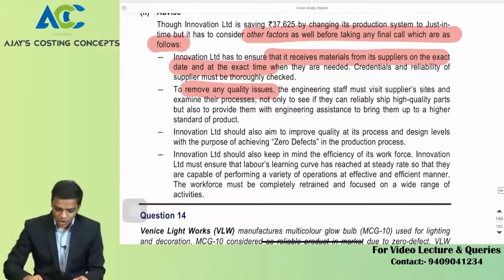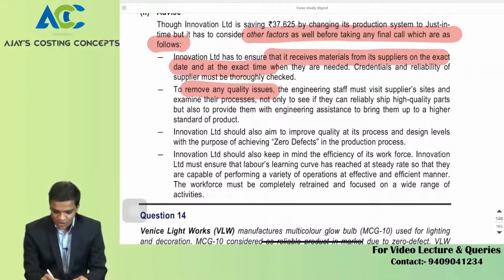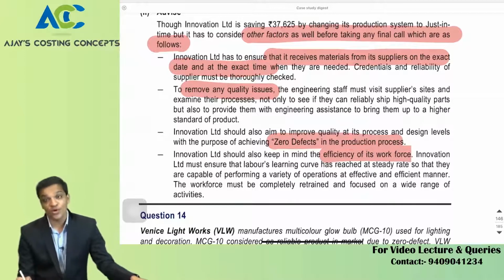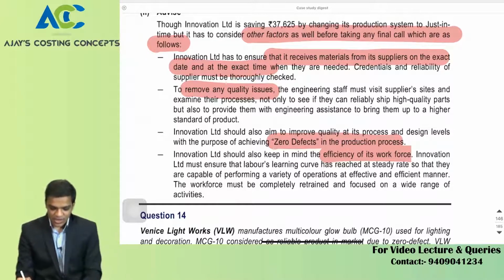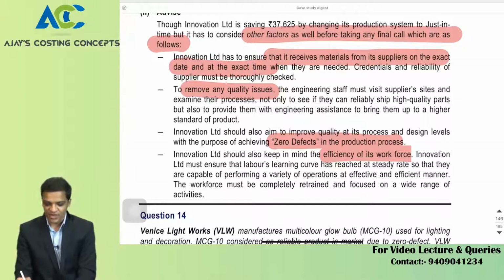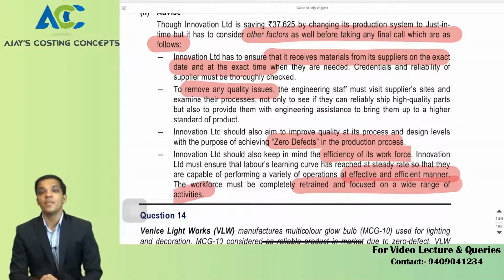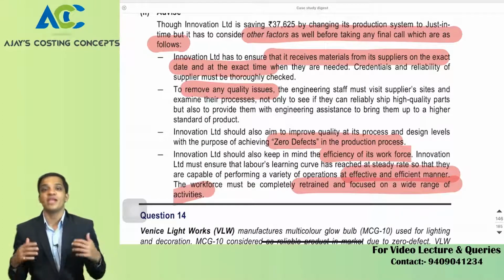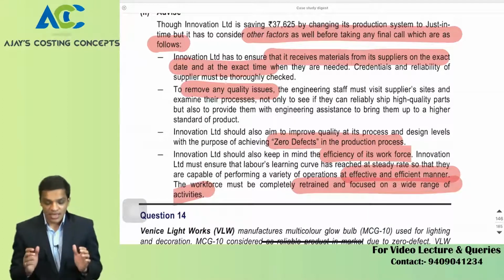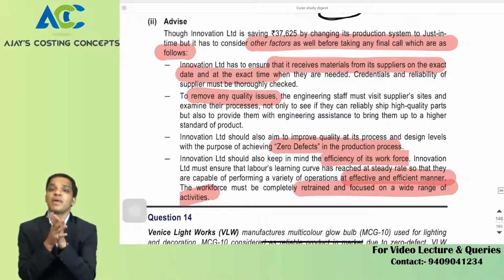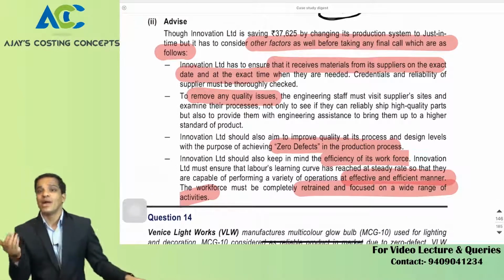Third is, innovation should also improve quality of process and design, zero defect, right, in the aim of production, and also keep in mind the efficiency of its workforce. Innovation ensures that the labor learning curve has reached a steady level so that they are capable of performing the various operations in an effective and efficient manner. The workforce must continually retrain and focus on a wide range of activities. So you should not have a deficiency, or you should not have an ineffective labor force, right? Those are the various factors that should be considered. Such kind of solutions are expected by the institute when it comes to advisory, right?